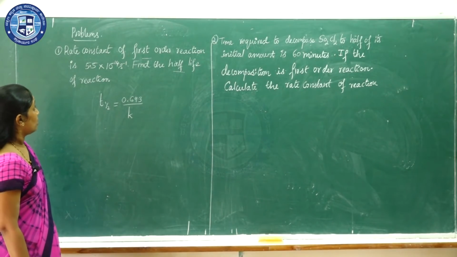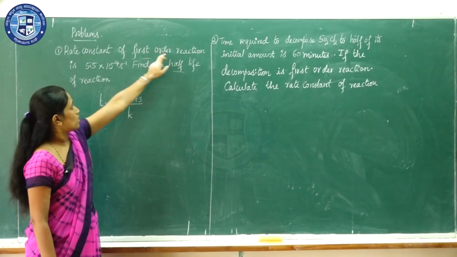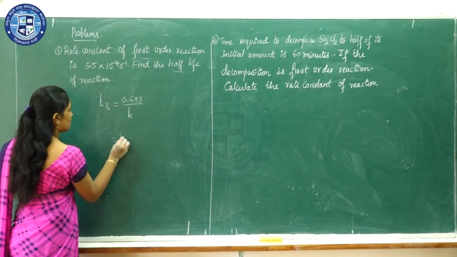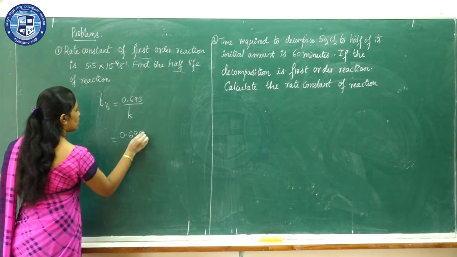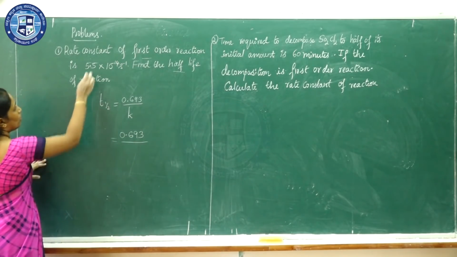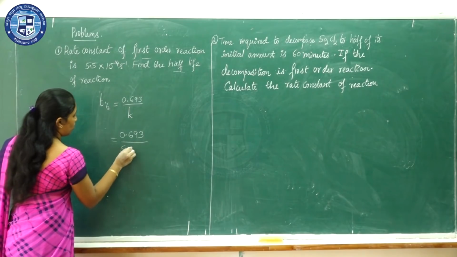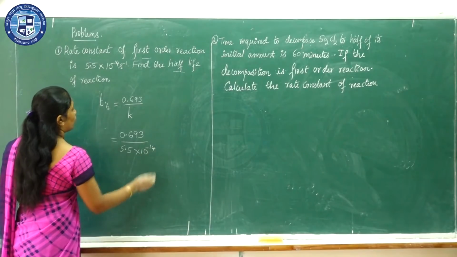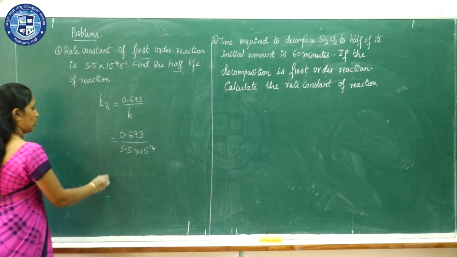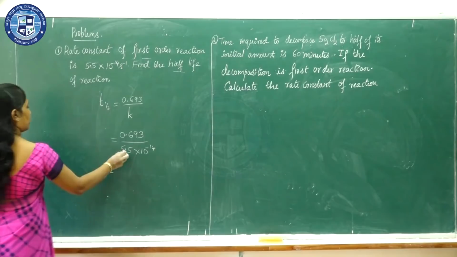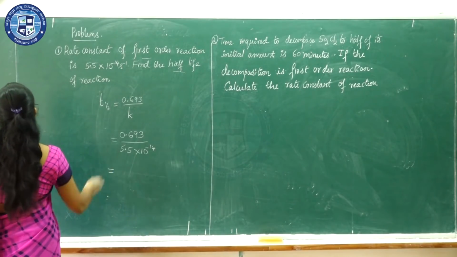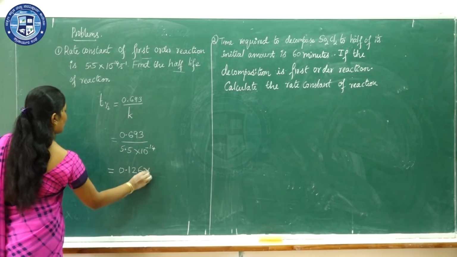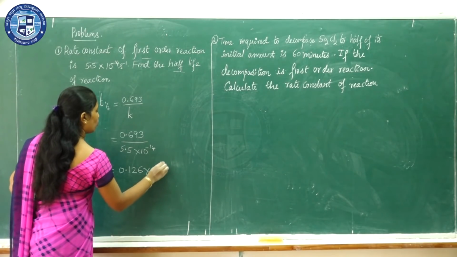So, now we will see what is given. The rate constant of the first order reaction is given. So, we will directly substitute that: 0.693 divided by 5.5 into 10 to the power of minus 14. Now, if you work it out, the answer comes out to be 0.126 into 10 to the power of 14.